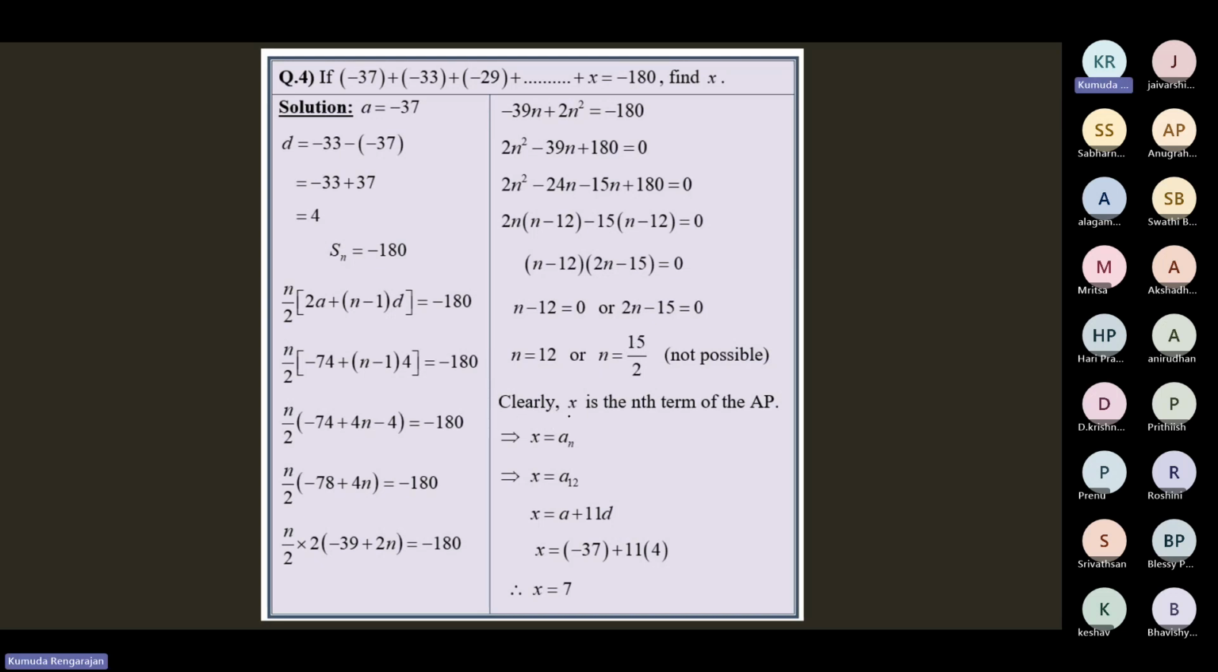So you can see here, 15 by 2 is not possible because it is the number of terms. So it cannot be 15 by 2. We let go of this one and go ahead with this. So clearly X is the nth term of the AP. That means A12, here the nth term is A12. A plus 11D, so the value of X is 7.